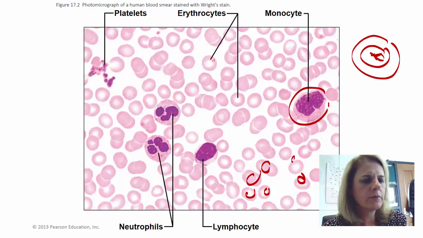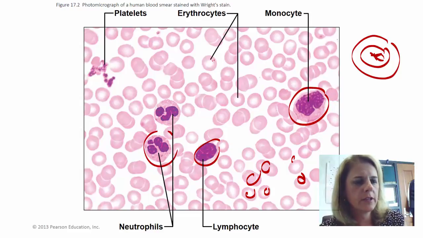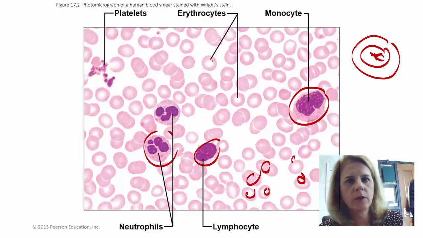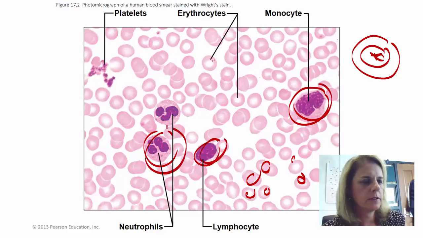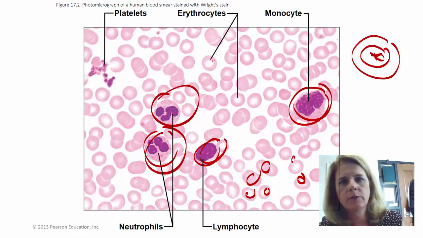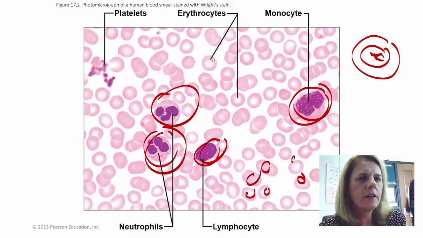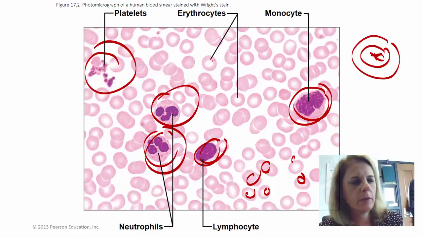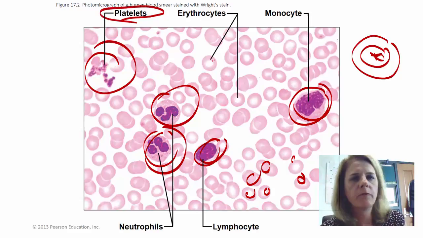And then the large cells that have a darkly stained nucleus are the white blood cells. There's more than one type. We're going to learn about five different types: neutrophils, lymphocytes, basophils, eosinophils, and monocytes, and what they do. All of these are examples of your white blood cells. And what looks like trash are the platelets. These are thrombocytes that are broken up into little platelets, and they're for blood clotting.